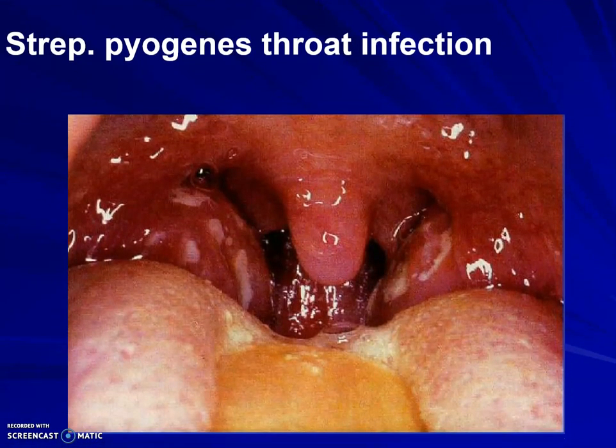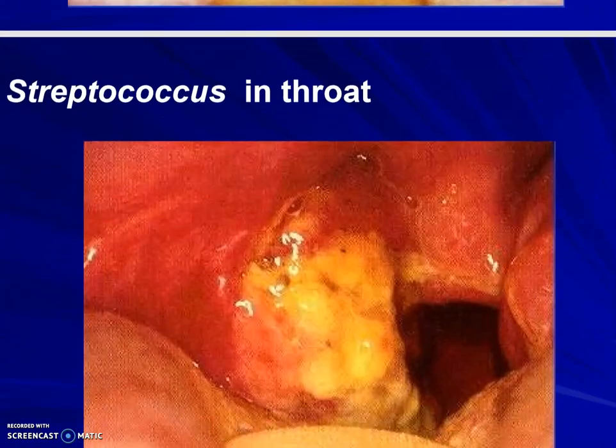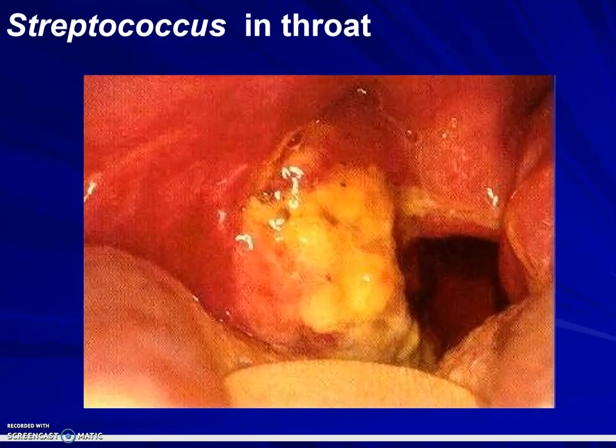Here, somebody with strep throat. Here will be Streptococcus pyogenes throat infection. I'm sure that does not feel good if you have your throat inflamed like this. And here will be more Streptococcus in the throat. You can see the pus formation right here. That would hurt. This is very inflamed. A lot of pus here.